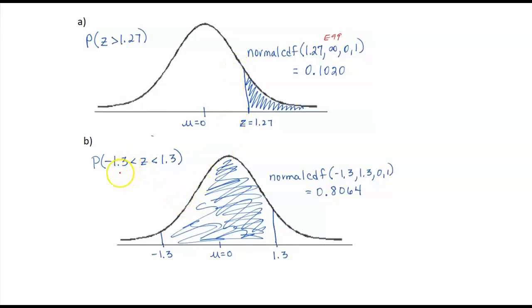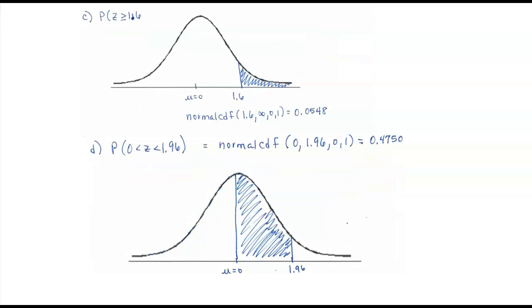Okay, the next one is one where you have the lower bound and the upper bound provided. So you'll do the normal CDF from negative 1.3 to positive 1.3, and you can see that you get this probability. One note, if you're ever coming up with a negative probability, then it's wrong because probabilities are never negative. One thing that can cause that is to have reversed your upper and lower bounds. So check and make sure you have them in the right order if you're getting a negative probability.